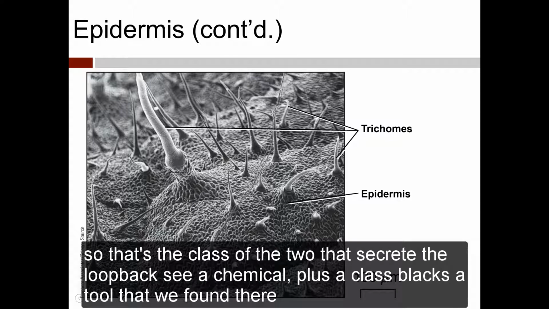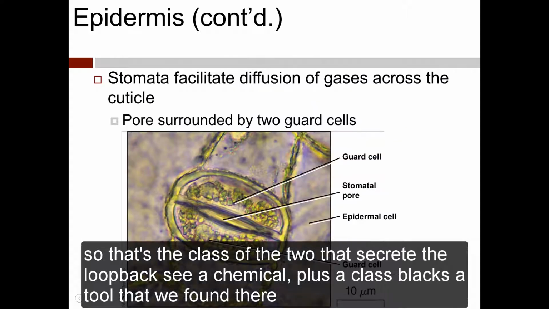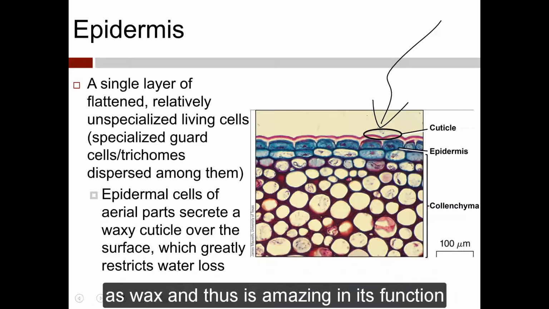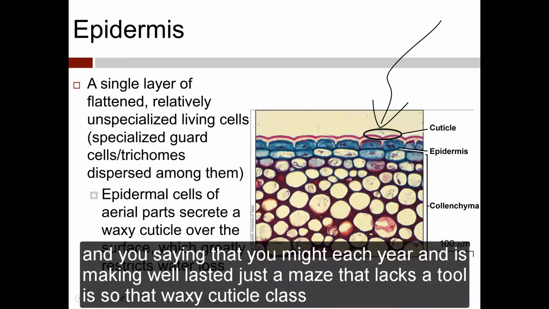So next, I'll get to that secreted waxy cuticle. If you look closely, the waxy cuticle can be found there. This waxy cuticle is amazing in its function. And you're saying, yeah, you're my teacher, everything is amazing to you. Well, let's get to just how amazing that waxy cuticle is.